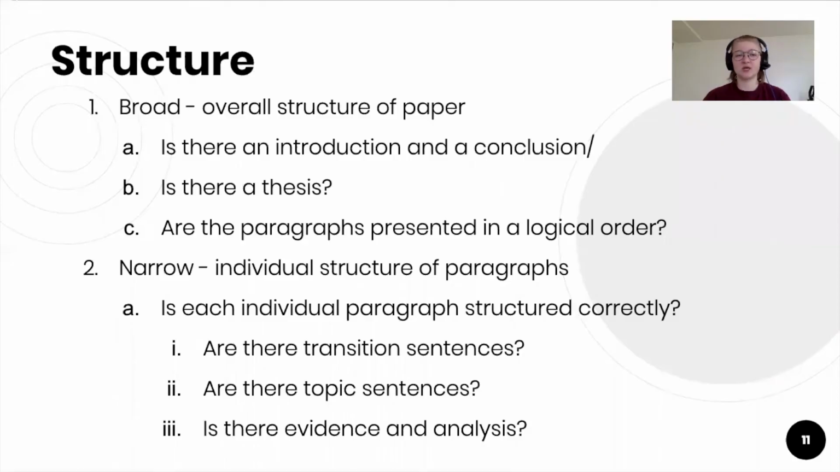The next thing we're going to talk about is structure. You can look at the structure in a broad sense of the overall paper, or more narrowly at individual paragraphs. If you're looking at the structure of the entire essay, you can ask yourself, are there an introduction and a conclusion? Is there a thesis? Are the paragraphs presented in a logical order? If you're looking more narrowly, you can ask yourself about the structure of each individual paragraph. Are there transition sentences? Are there topic sentences? And is there evidence and analysis?